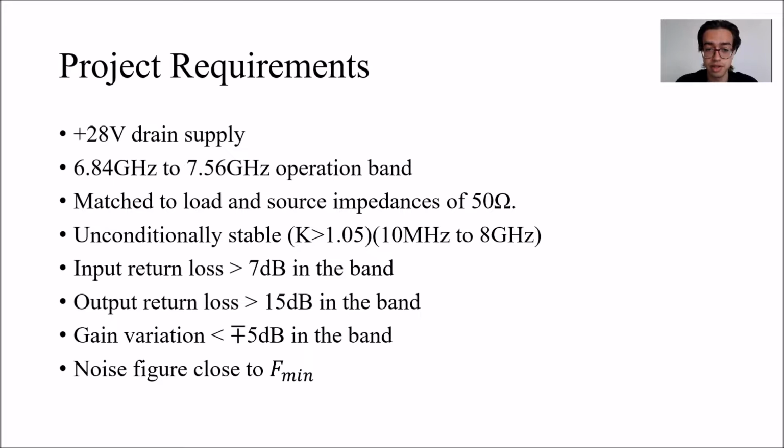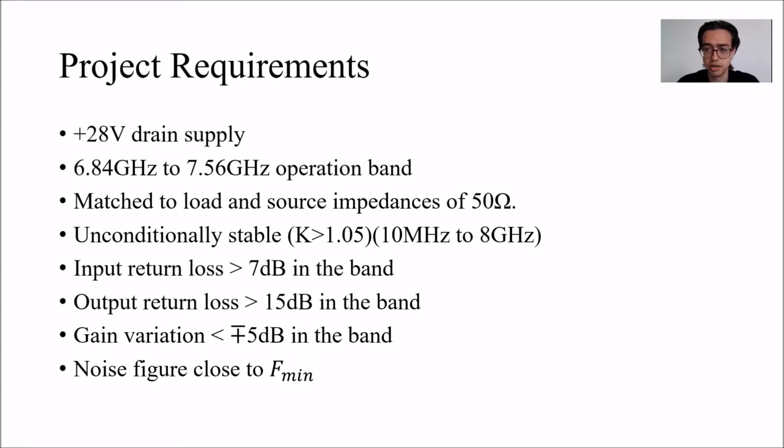It has to be unconditionally stable, which requires a stability factor greater than 1.05 throughout the band 10 megahertz to 8 gigahertz. The amplifier should have input return loss greater than 7 dB in the band, output return loss greater than 15 dB in the band, and a gain variation less than 5 dB in the band. The noise figure should be close to F minimum.